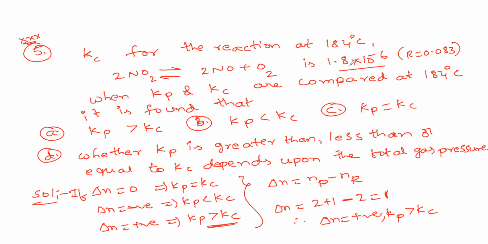So simply for confusion, they have given the values. Whenever they give the values, see the concept properly. That's why I want to discuss this question. It's very important. They have given the values, the temperature, and the R value also, to divert the mind of the student. But we need to concentrate only on the concept. They are asking when Kp and Kc are compared at 184 degrees C, it is found that Kp is greater than Kc. So the answer is first option, that is A.